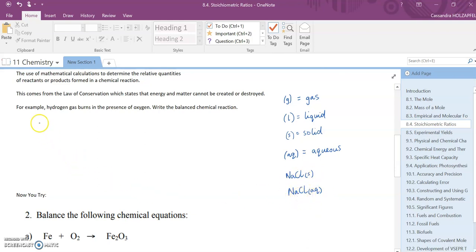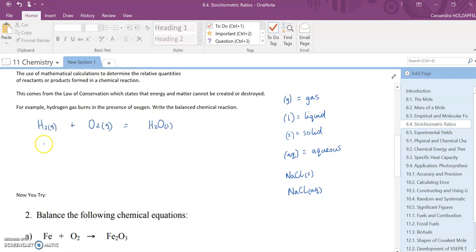All right, so we've got hydrogen gas, which is H2 (g). So hydrogen gas plus oxygen, because it's burning in the presence of oxygen, and oxygen gas is also going to be O2 (g). And that's going to produce a compound called water. And water, as we know, is a liquid.